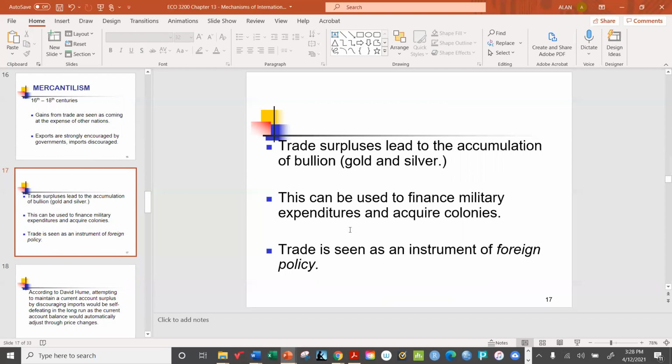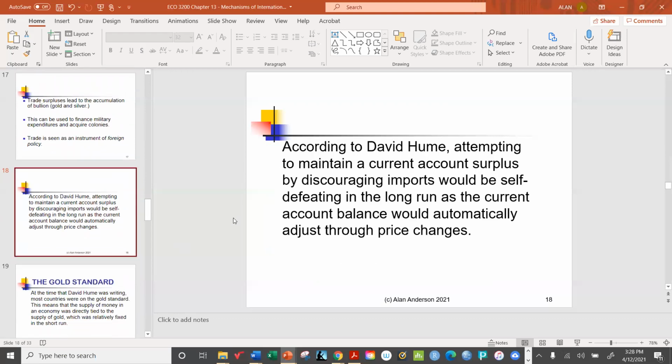Now, David Hume came along and said, this is not a very good philosophy, because ultimately, even if you do acquire these enormous current account surpluses, all that's going to happen is that prices will adjust until the current account surplus eventually disappears. So in other words, you're wasting your time, because if you have a big current account surplus, your currency will get stronger. That will discourage exports and encourage imports. And before you know it, your current account surplus is gone.